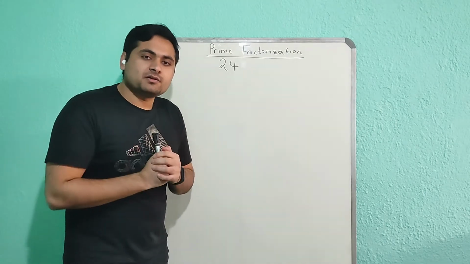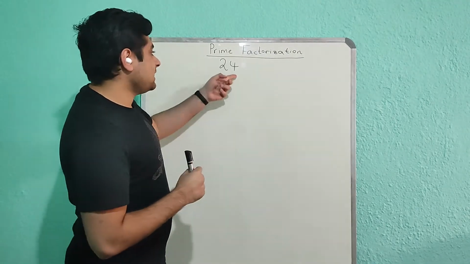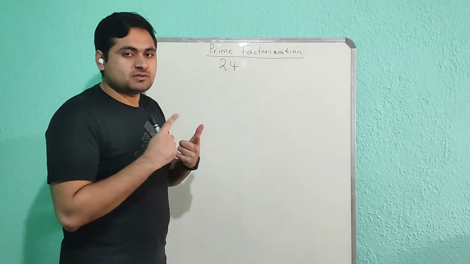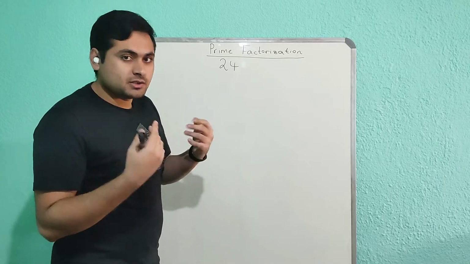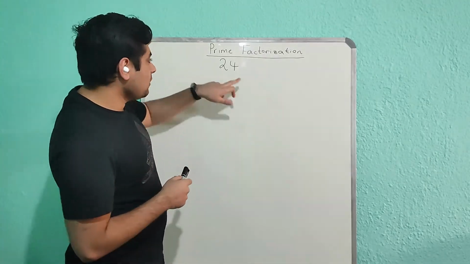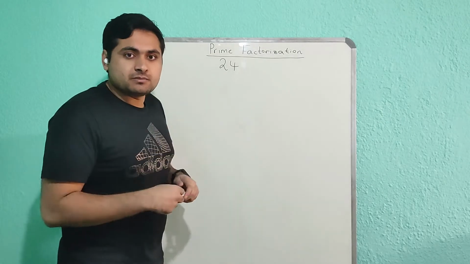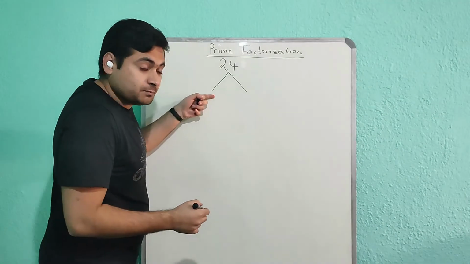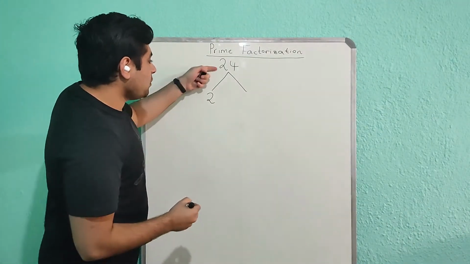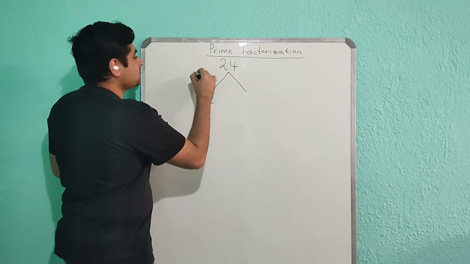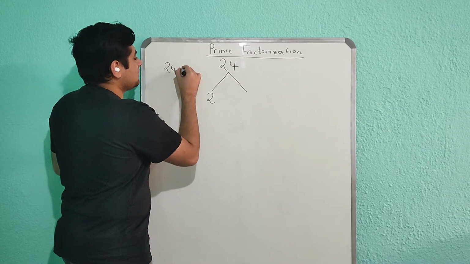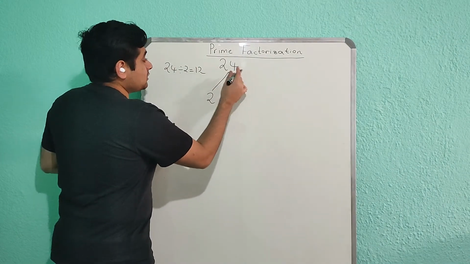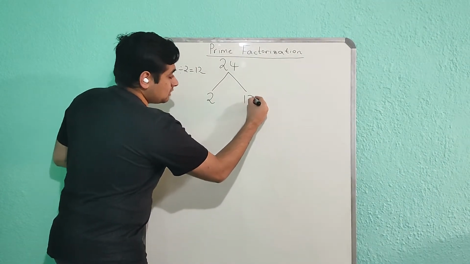As I said in the starting of the video, we need to look at the end number. So our end number, if it's 0, 2, 4, 6 or 8, then we know it's divisible by 2. In this case we got 24. We know our end number is 4, hence it is divisible by 2. Whatever number you are dividing with, which is the 2, you need to write on the left side. So what is 24 divided by 2? The answer is 12, correct? So you write a 12 here.